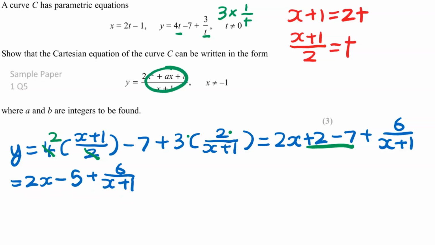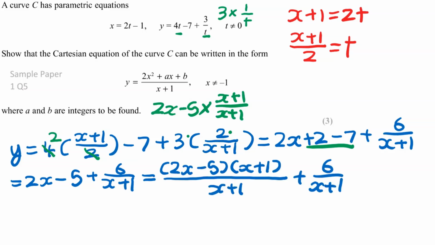Now we need to get it into this format here, this fraction, with the denominator being x plus 1. We have this denominator here, so that's fine. We need to focus on this 2x minus 5, and what we're going to do is multiply it by x plus 1 over x plus 1. Remember, x plus 1 over x plus 1 is equivalent to 1, so we're not changing the value of it. If we do this, it's going to be 2x minus 5 times x plus 1 over x plus 1, and then plus this 6 over x plus 1.